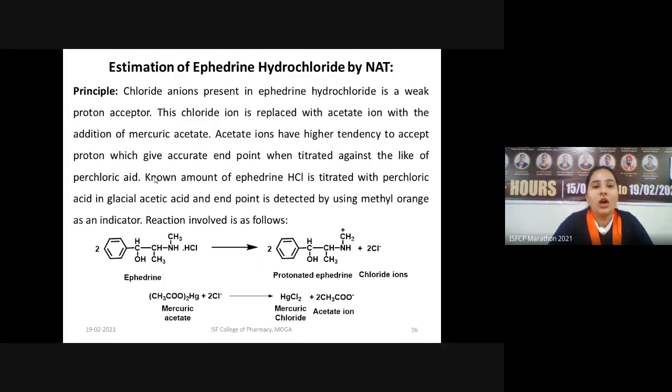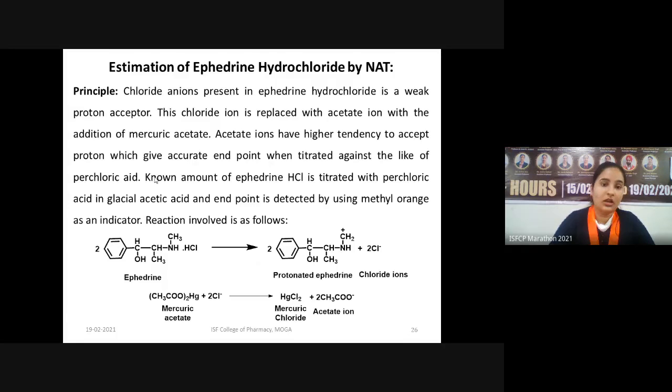Now, the principle involved in the estimation of ephedrine hydrochloride is that the chloride ions present in ephedrine hydrochloride are weak proton acceptors. Because of the negative charge on them, the chloride ions act as weak proton acceptors. This chloride ion is replaced by the acetate ion with the addition of mercuric acetate. On the addition of mercuric acetate, the chloride ions will be replaced by the acetate ions. Acetate ions have a much higher tendency to accept the proton as compared to the chloride ions, and hence they can give us a more accurate endpoint when titration against perchloric acid is done.